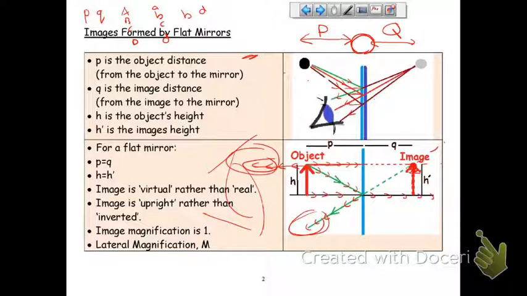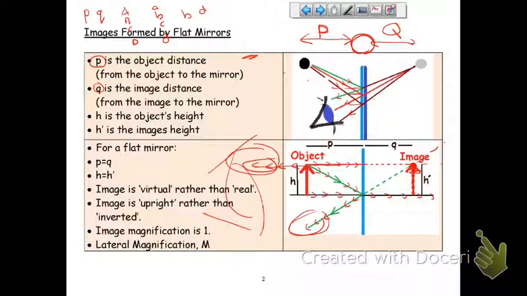So just because the book has them in lowercase does not mean you have to have them in lowercase. And I try not to have them in lowercase. Well, I try not to. But universally, object distance P, image distance Q. That's pretty well what everybody uses.